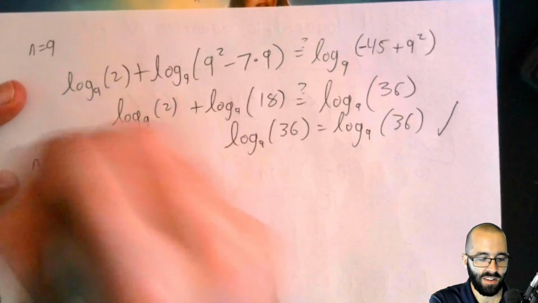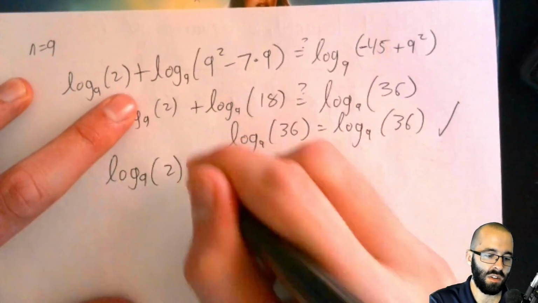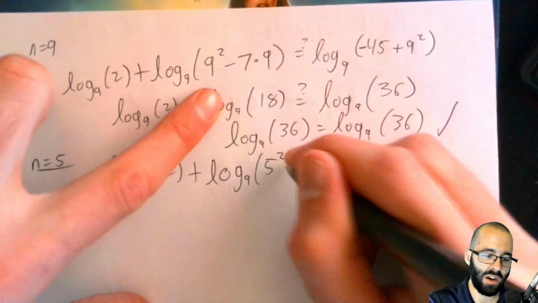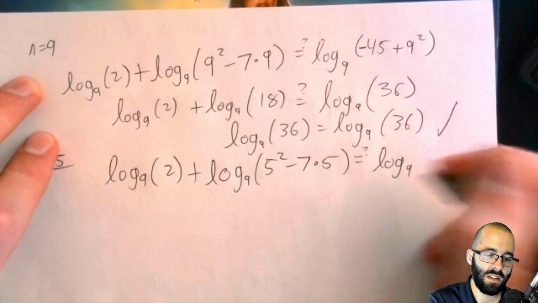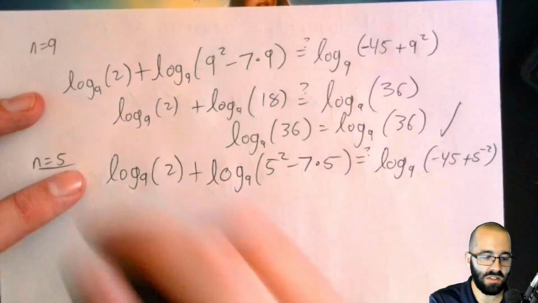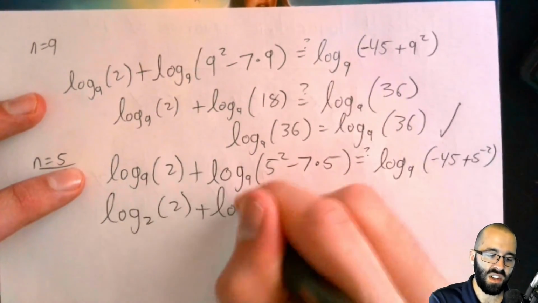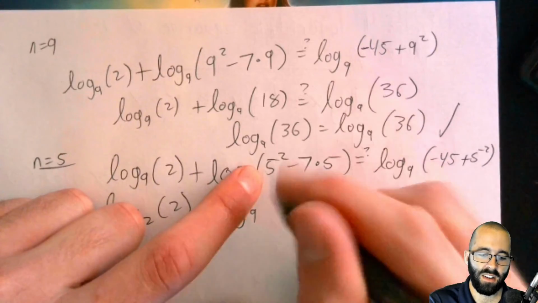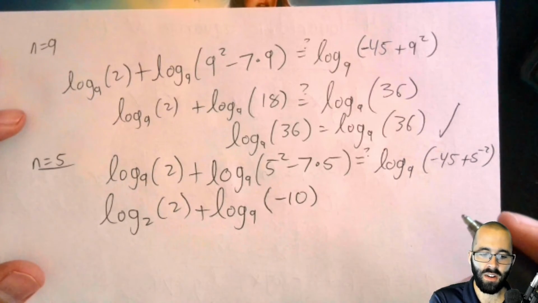The other one, I've kind of spoiled it a little bit. n equals 5. Does that one check out? We've got log base 9 of 2 plus log base 9 of 5 squared minus 7 times 5. Is that equal to log base 9 of negative 45 plus 5 squared? Well, let's keep simplifying. Log base 9 of 2 plus log base 9 of, this becomes 25 minus 35. 25 minus 35 is negative 10. Oh no. Let's stop right there.